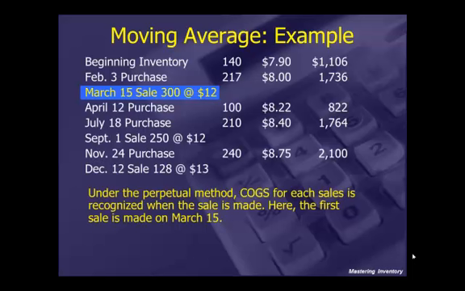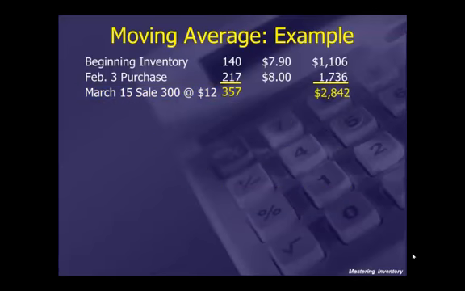So here the first sale is made on March 15th. We have a total of 357 units in inventory at this time. The beginning inventory of 140 plus the February 3rd purchase of 217. The total cost right now is $2,842 for those 357 units. We need to divide. Our average is $7.96. So that is our cost in our inventory at this time.